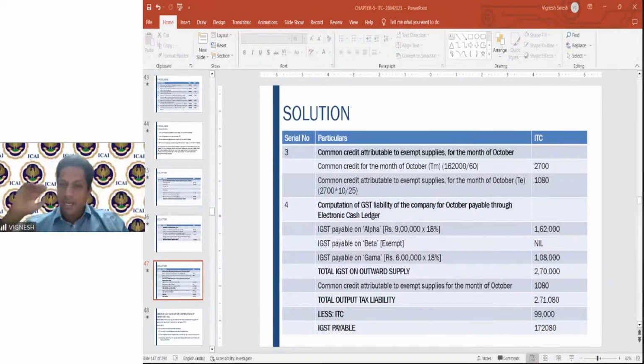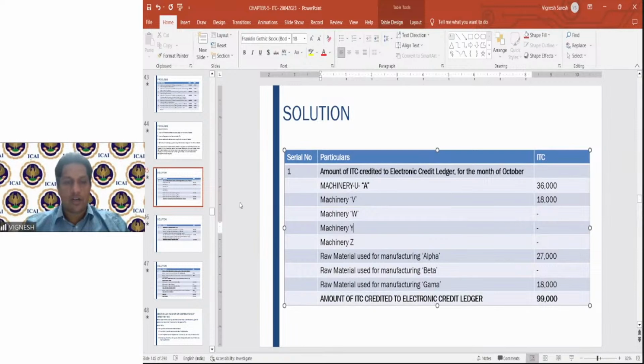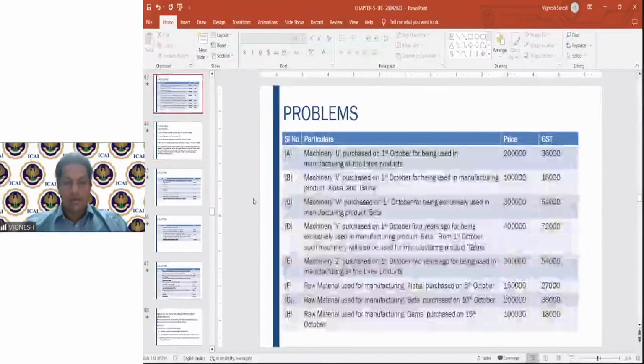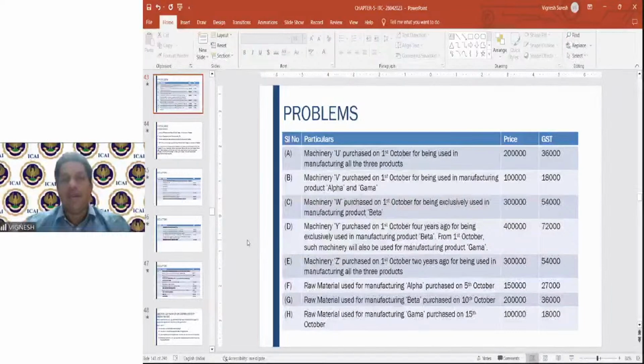Sir, why input tax credit on machinery has not been taken? It is used for gamma also. Let me come back to the question. Machinery Y, you're talking about this one, why it is not being taken. Machinery Y was purchased 4 years ago. If it was purchased 4 years ago, at that point itself, the credit would have been taken. That is why we are not taking it now.